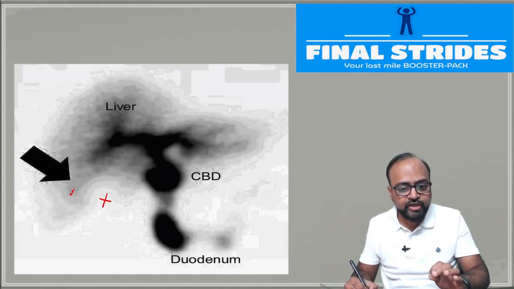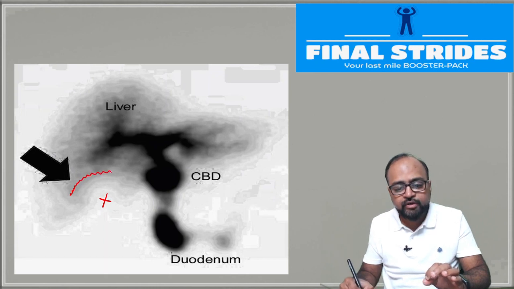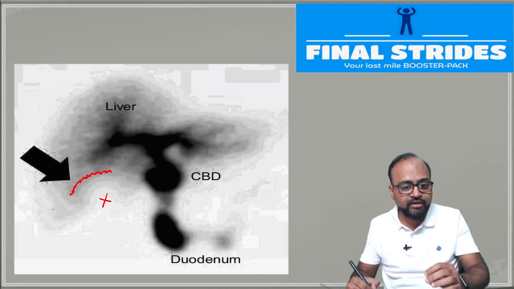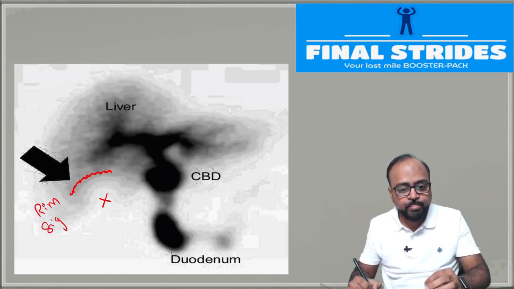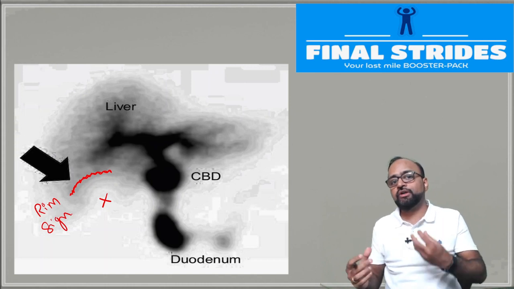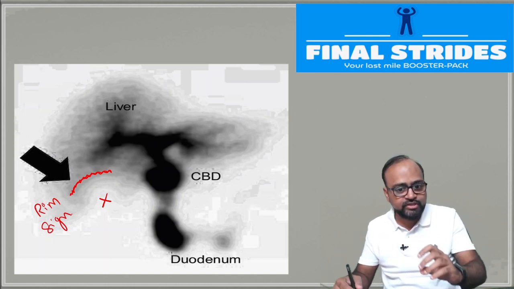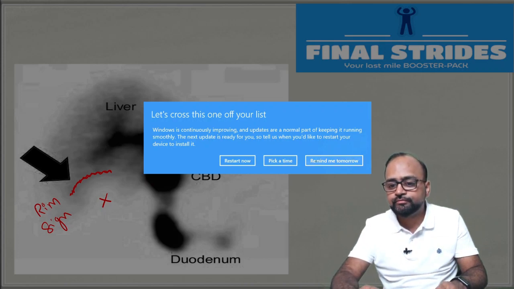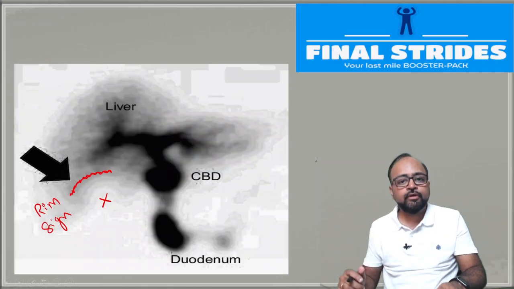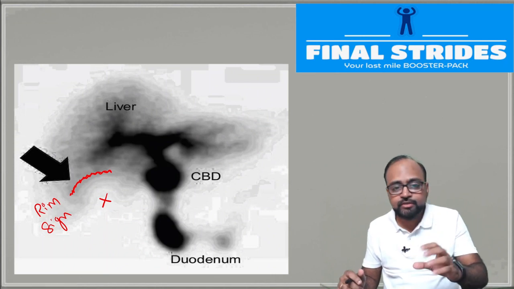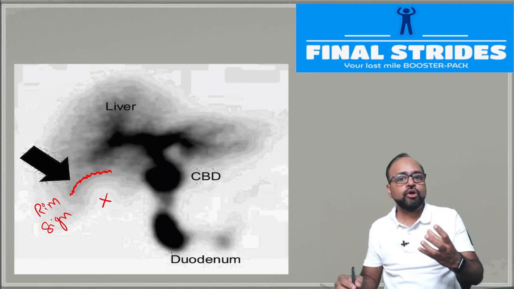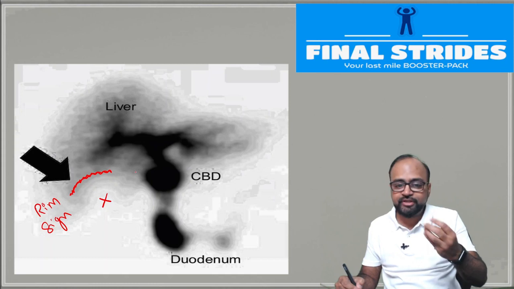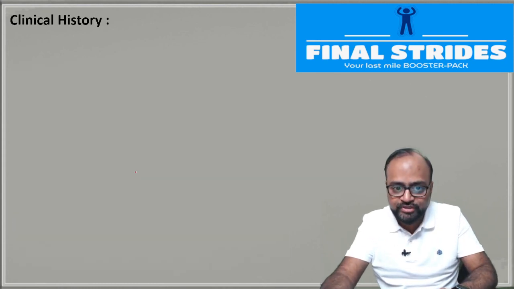A small uptake may be seen in the liver parenchyma adjacent to the GB because there is inflammation, there is hyperemia. This is what is called the rim sign of acute cholecystitis on a HIDA scan. That is, GB is not visualized, but just adjacent to the gallbladder fossa, a slight increased uptake is seen. This is called rim sign of acute cholecystitis.